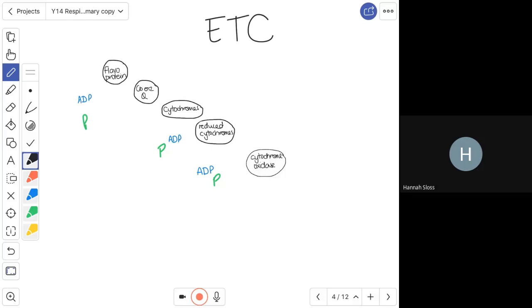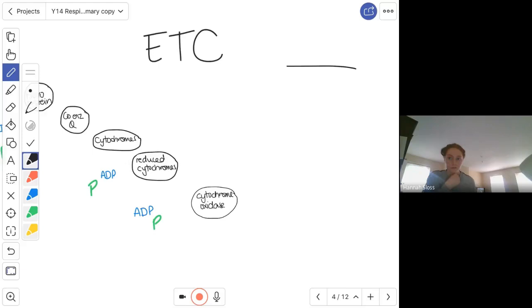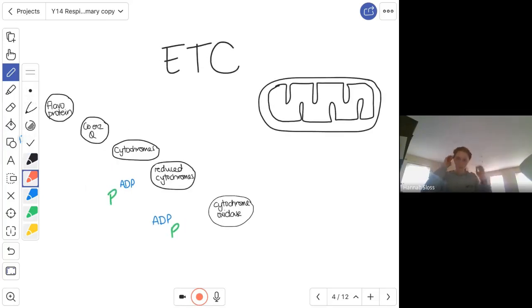Okay, so if we think of a mitochondrion, remember the inner membrane is folded. And basically, these molecules I'm talking about here are going to be put side by side on these inner membranes.